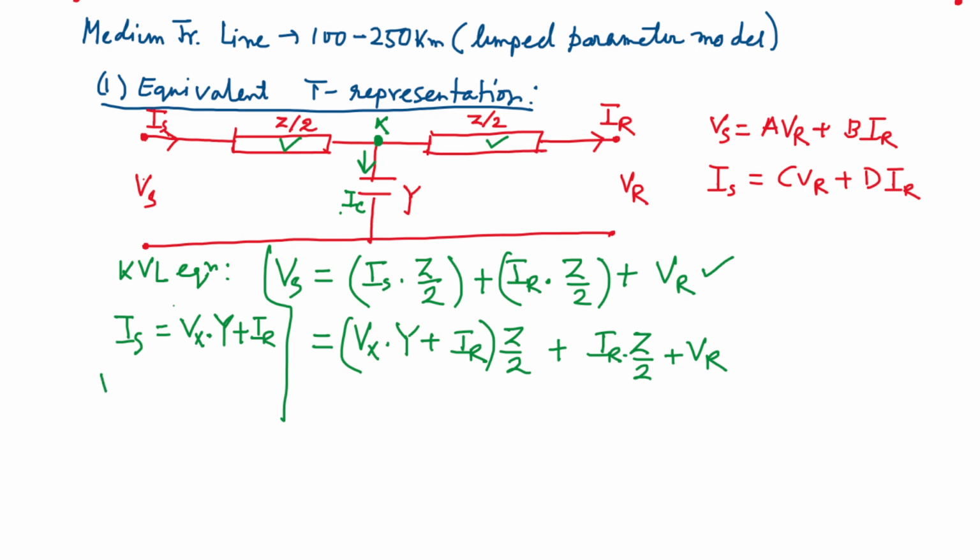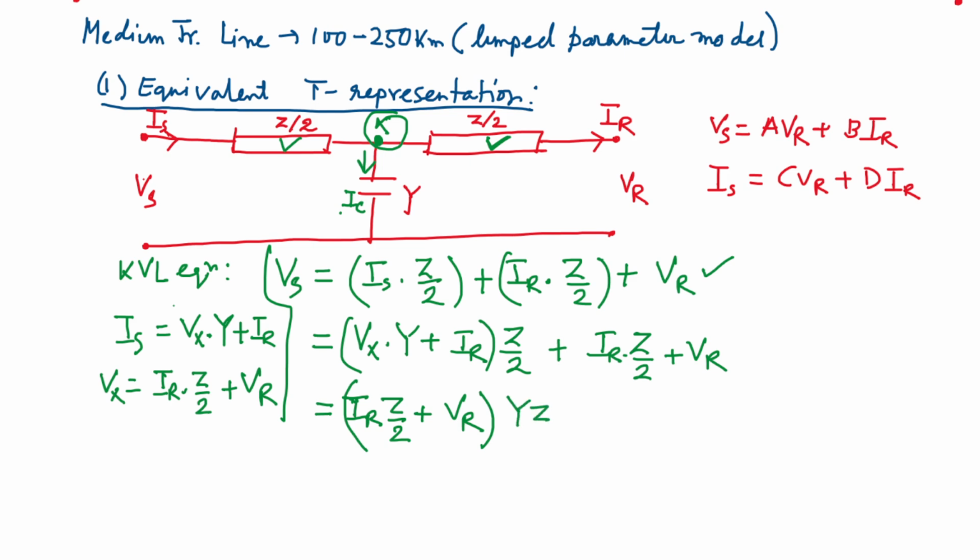Again, what is Vx? Very important. Vx is nothing but this drop plus VR. So this drop means IR into Z by 2, plus VR. Substituting that, Vx is equal to IR into Z by 2 plus VR, and that is multiplied by YZ by 2. Then the remaining terms: this term will yield IR into Z by 2, and this term will yield IR into Z by 2, so altogether these two will make IR into Z, plus VR.